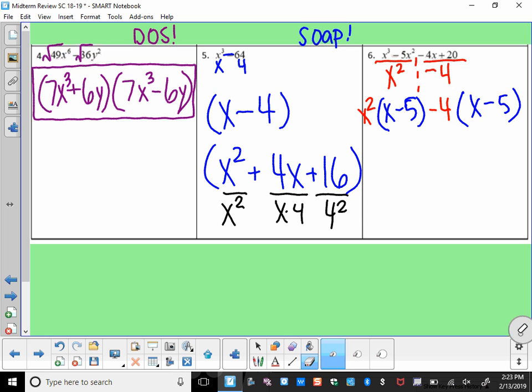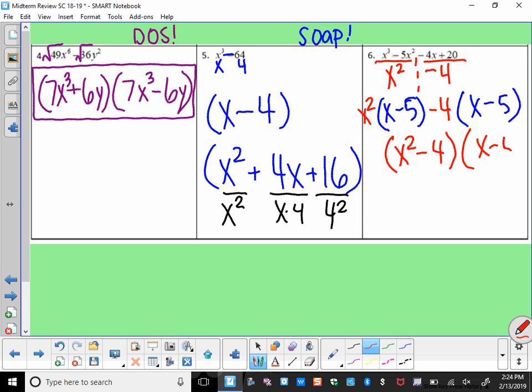So my answer here is my GCF becomes a factor, x squared minus 4. My matching parentheses become a factor, x minus 5. And again. So correct.